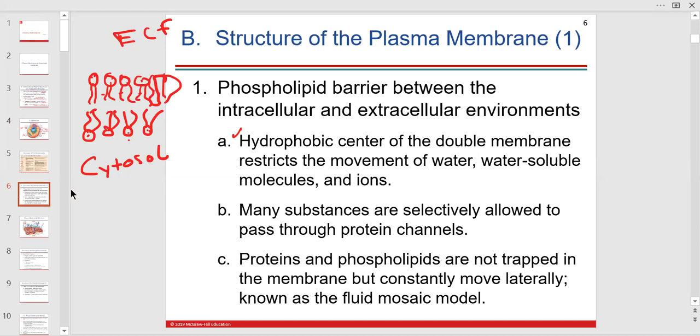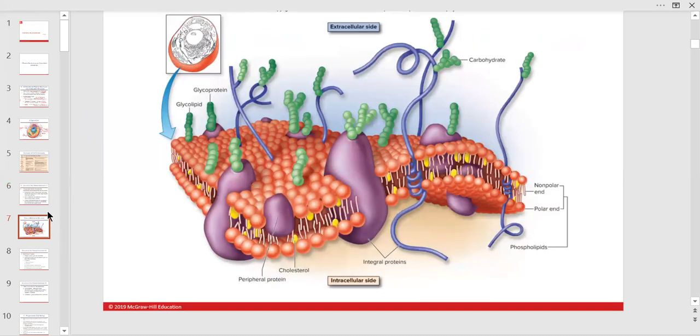Yeah, that picture is not going to make it to the museum. Phospholipids are not trapped in the membrane, they move around. That's the fluid mosaic model I mentioned. I've got to get to the picture here. I can't keep drawing this, it just doesn't make sense. But this is a pretty good drawing we've got here.